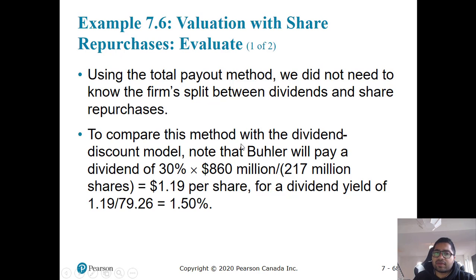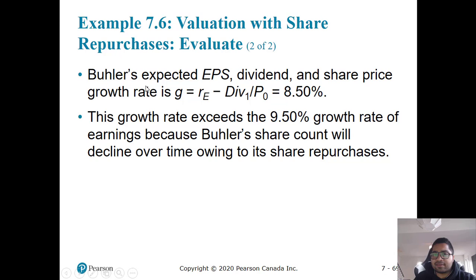To compare this model with the dividend discount model, note that this company will pay a dividend of 30% on 860 million, right? That is $1 per share for a dividend yield of 1.5%, and expected EPS, dividend and per share. So growth of this firm equals ROE minus dividend yield. So it is 8.5%. So what is happening is, since the company is doing some share repurchases, the future dividend growth rate is going up.